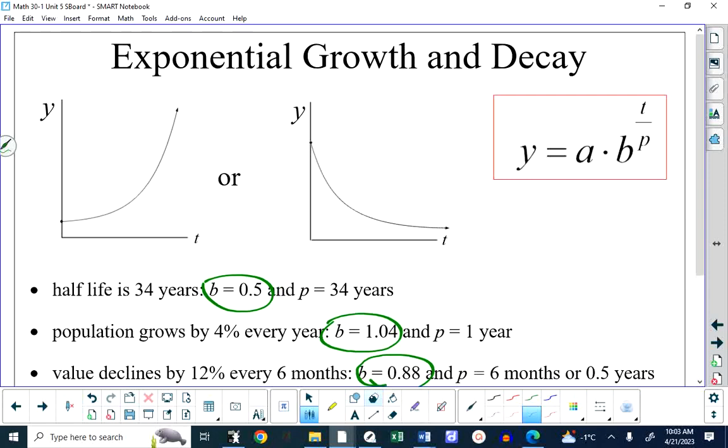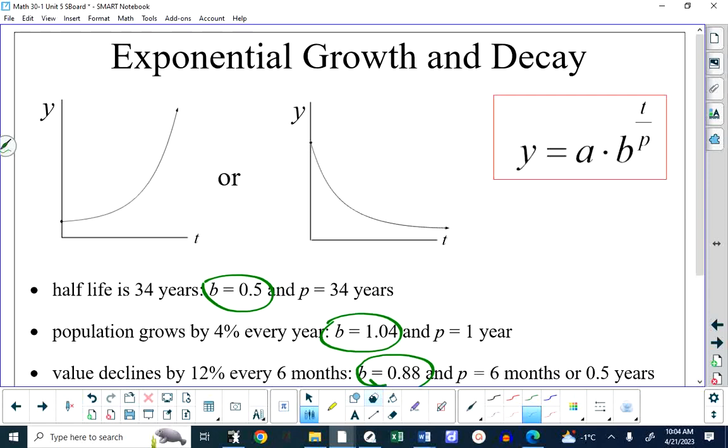If the population is growing by 4% every year, then P is a year. If the value is declining by 12% every 6 months, then P is 0.5 years, or 6 months, depending on what unit of time you want to work with.